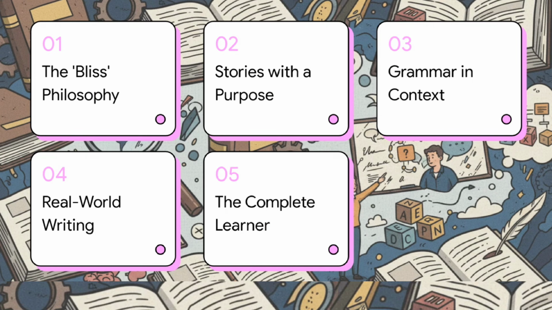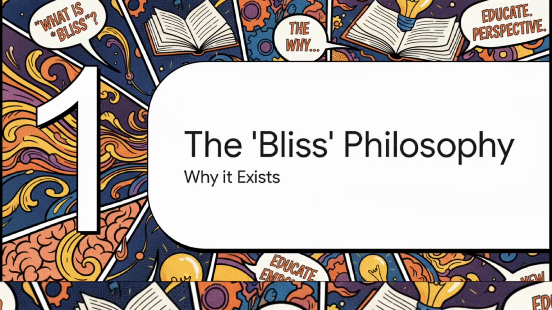All right, so here's our plan for this session. First, we'll look at the Bliss Philosophy itself. Then, we'll dive into how it uses stories with a purpose. After that, it's grammar and context, and then crafting real-world writing. And finally, we will put it all together to understand what makes the complete English learner. Okay, let's start with part 1, the Bliss Philosophy.